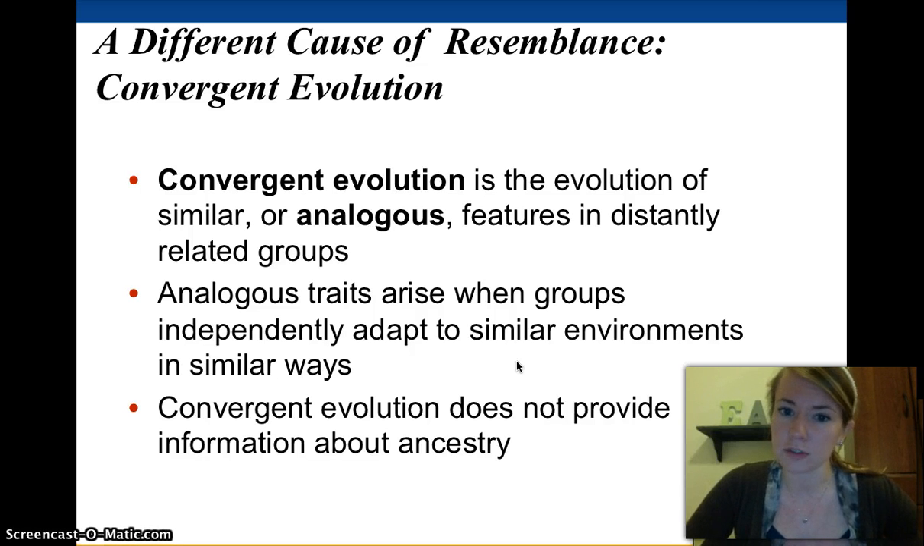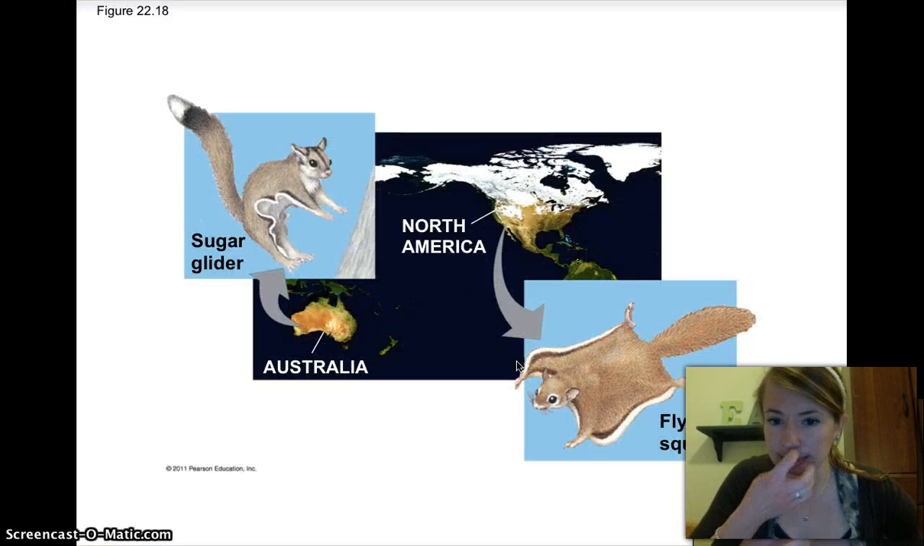And then it says convergent evolution does not provide information about ancestry. So just because two things have a similar characteristic or a similar structure does not mean that they descended from a common ancestor. Does not mean that they're related.